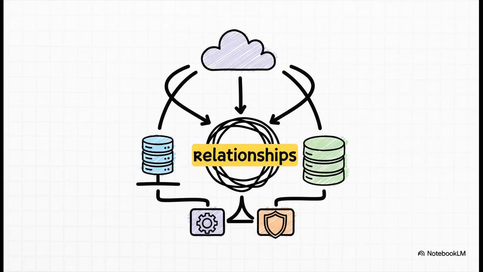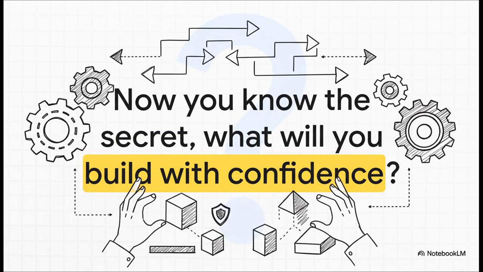At the end of the day, it all comes down to relationships. Because Terraform understands how all your resources connect, it can safely and reliably build your infrastructure in the correct order every single time. So the magic of Terraform is really just a very clever, very logical system. And now that you know the secret, that feeling of mystery can be replaced with a feeling of control and confidence. So the only real question left is, what are you going to build?